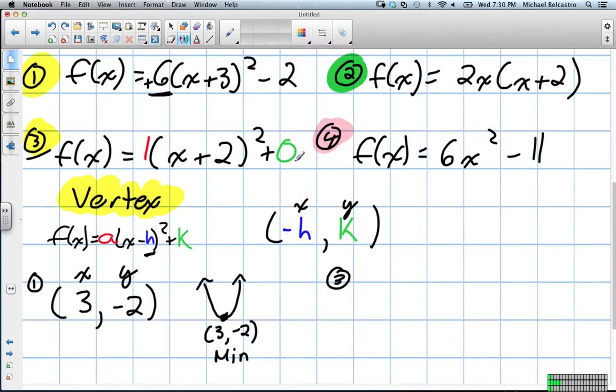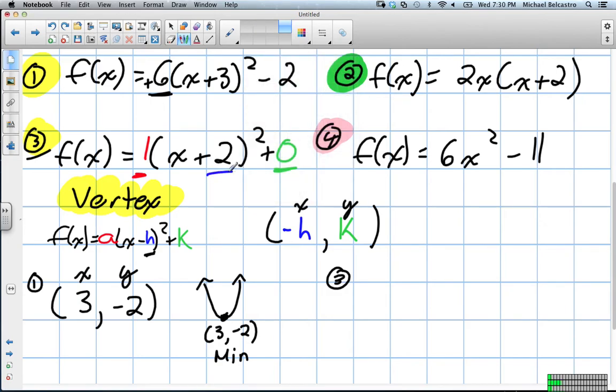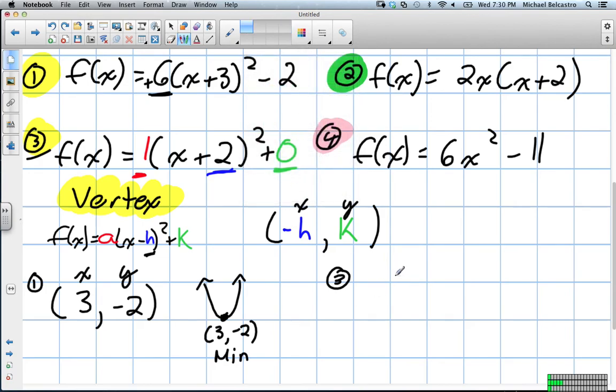So this 0 represents which letter? K. Okay. The 1 represents? A. And what does that 2 represent? H. That's right. Good. So now that we've figured this all out, what is the value of my vertex? Negative 2 and 0. Good. Negative 2 and 0. That's my vertex.